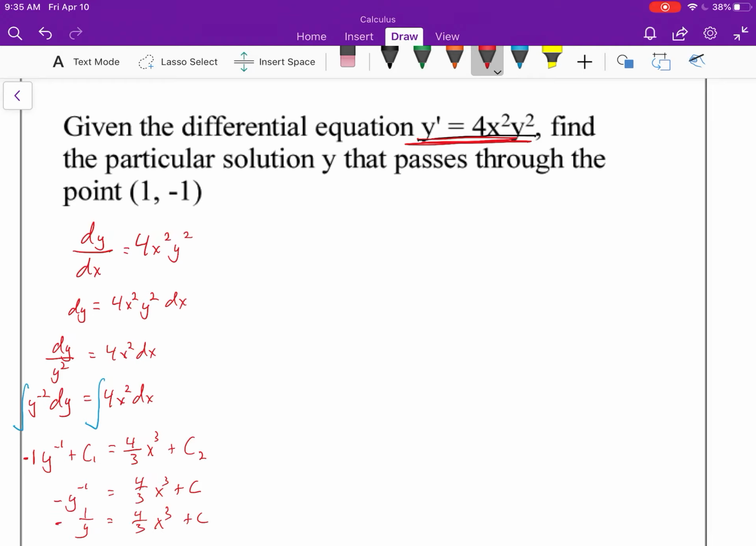We can get rid of our denominators by multiplying by the common denominator. Let's multiply, and I'll write that down here before we come up to the top. There's a y there and a 3, so let's multiply both sides by 3y, which will make this a little easier to work with for a bit. On the left here, we'll have negative 3. And on the right side, the 3 will cancel, and we'll have 4x cubed y plus 3yc.